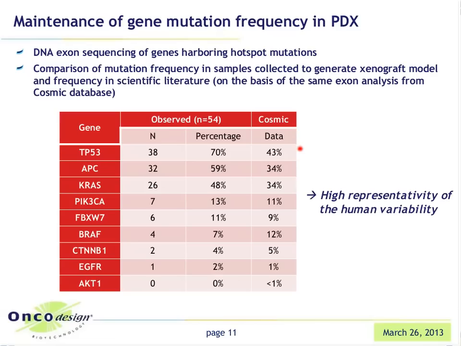collects many mutations in the literature, and overall we have a very good match of the mutation between the collection and what is seen in the human clinic. So again, the representativity of the human variability is very good in our colorectal cancer using 50 models.